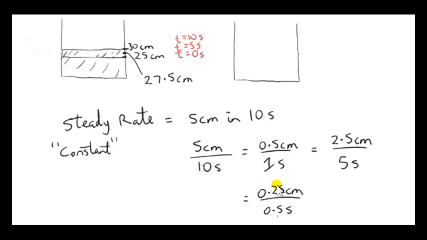As long as this fraction works out to be 0.5. So the rate is 0.5 centimeters per second. 0.5 centimeters each second. We can write it like this, over 1 second, but we normally don't put in the 1. So we can take our time interval to be anything we like, not just these numbers here.